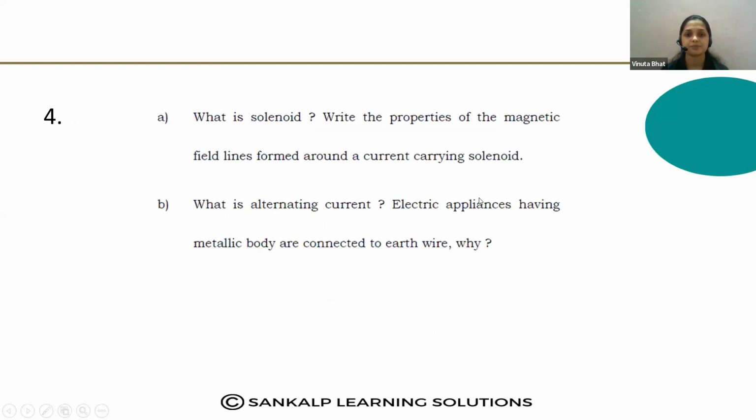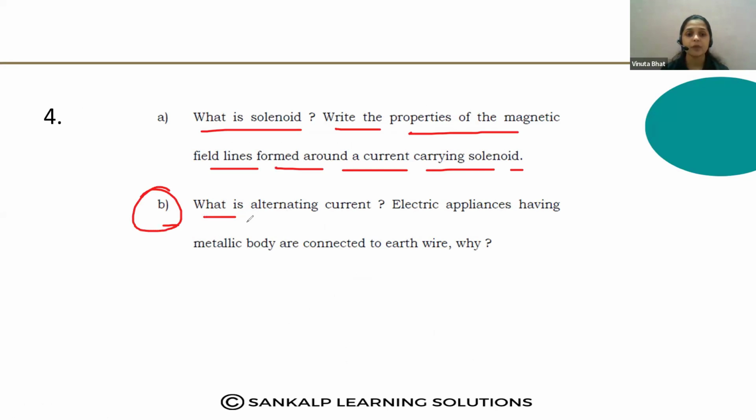Next question. What is a solenoid? Write the properties of the magnetic field lines formed around the current carrying solenoid. Option B: What is alternating current? Electric appliances having a metallic body are connected to the earth wire. Why? Here, first let us see the first question.